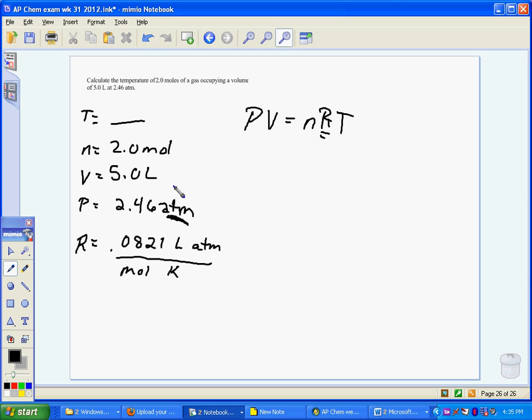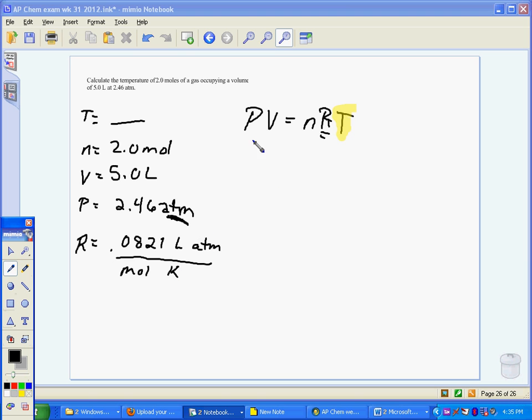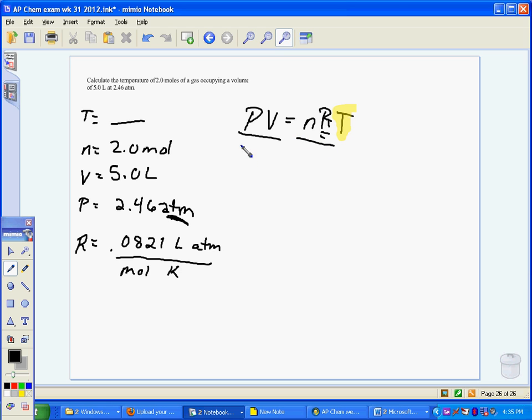Alright, from this point, all we're going to do is solve for the variable that we need to solve for. We're going to isolate temperature right here, which means we're going to divide both sides through by nR. So now we're working with T equals PV over nR.